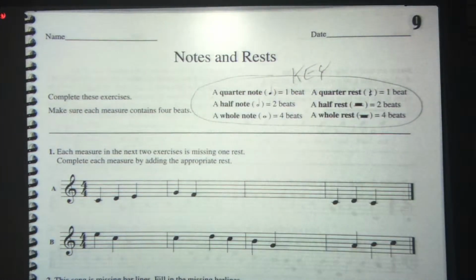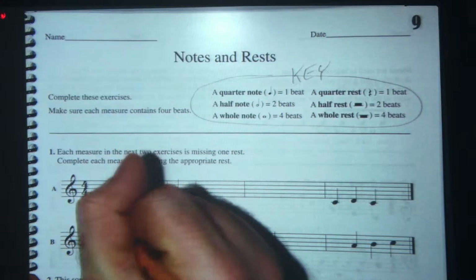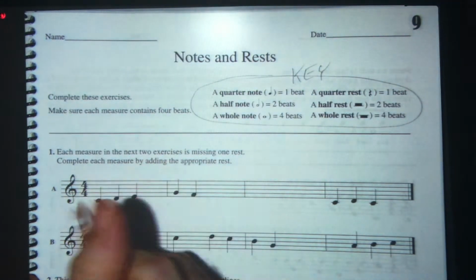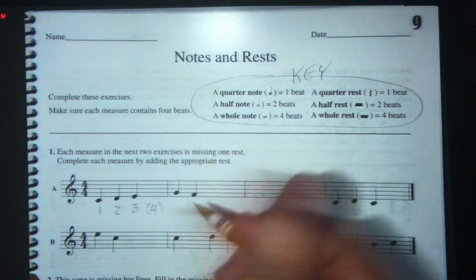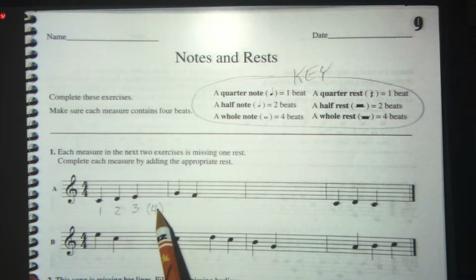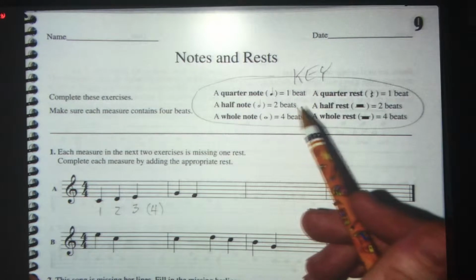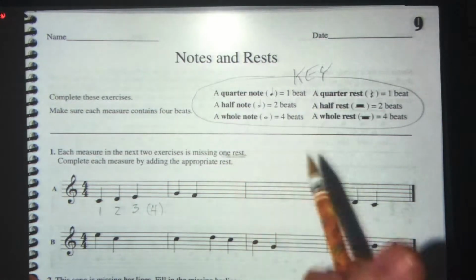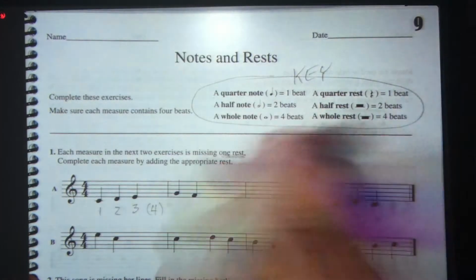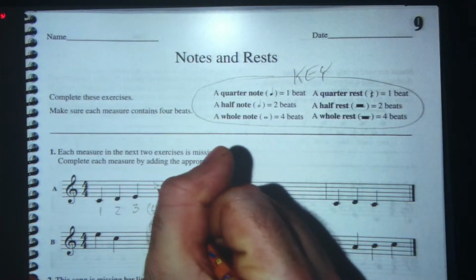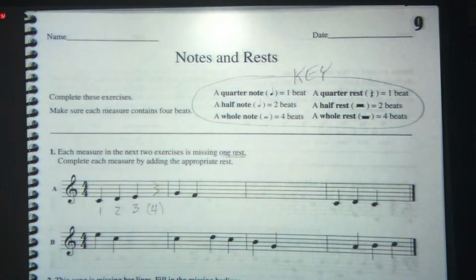Well, I'm going to recommend that you write your numbers. So we've got 1, 2, 3. We're in 4/4 time, so we need something that will be on beat 4. And we only need it to last for 1 beat. I wonder what that would be. Well, it wants 1 rest, very specific. That might be this guy right here, 1 beat of silence. So we're going to draw our funky looking 3/4 rest. There you go. That's the first measure.